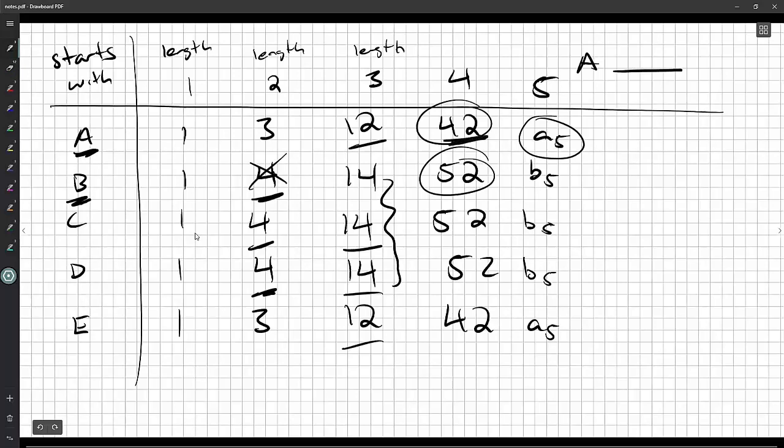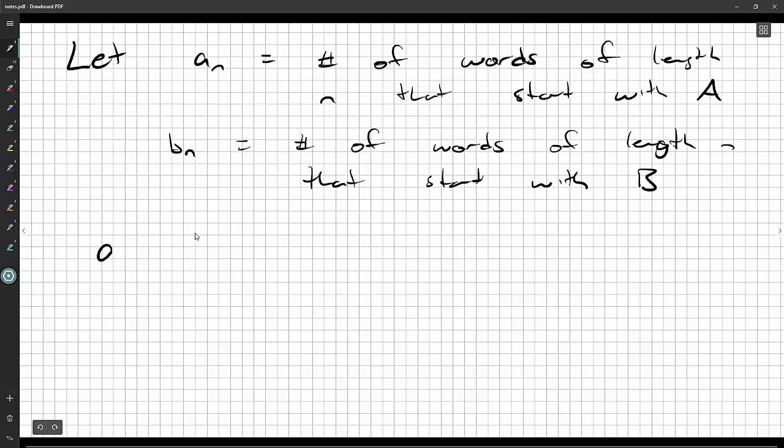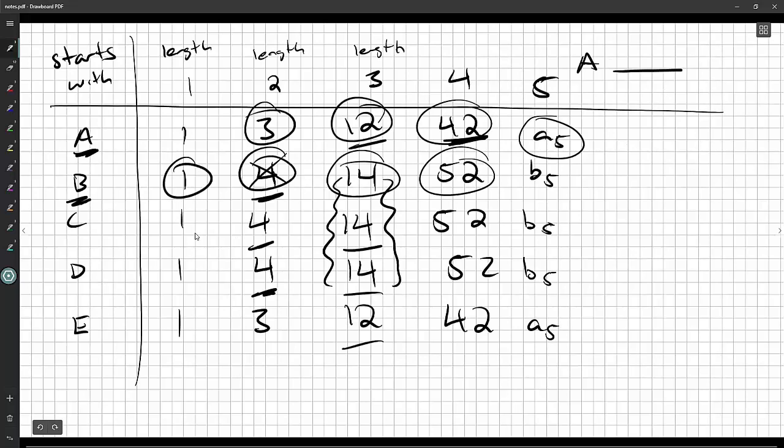So this 42 came because I have to use a B, C, or D, so it's just 3 times the previous B number. And that tracks. This 12 was 3 times this 4. This 3 is 3 times this 1. So A5 should be 3 times 52, 156. But we can actually make that a rule. So AN is 3 times the previous BN, so BN minus 1.